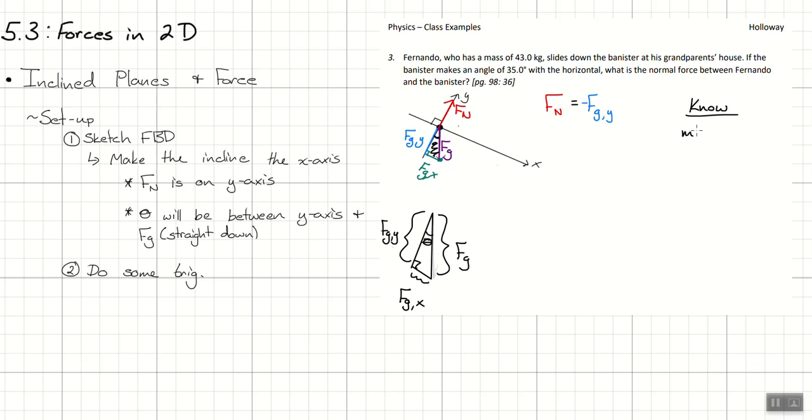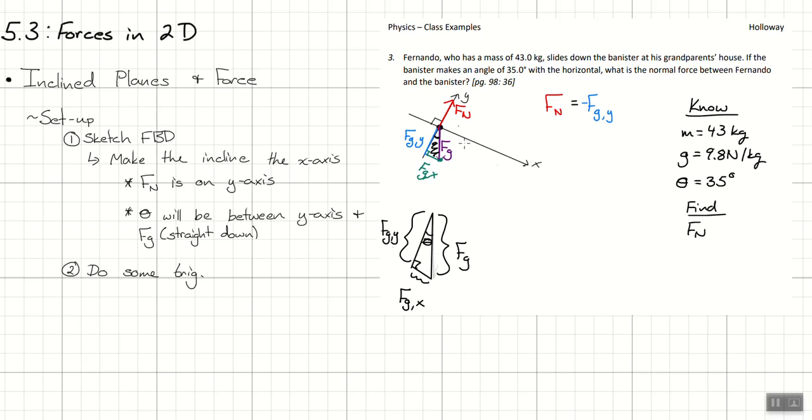Fernando has a mass of 43 kilograms. I know that gravity will pull down at 9.8 newtons per kilogram. And then finally, the incline of our ramp, theta, is going to be 35 degrees. Sorry about the sniffles, I am not well. Okay, we are trying to find in this problem the normal force.